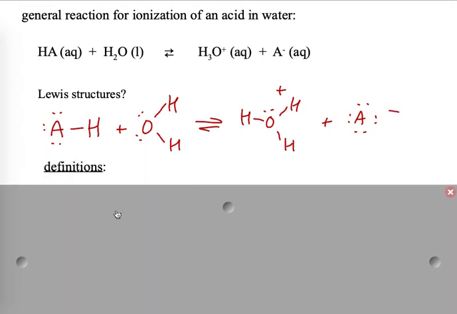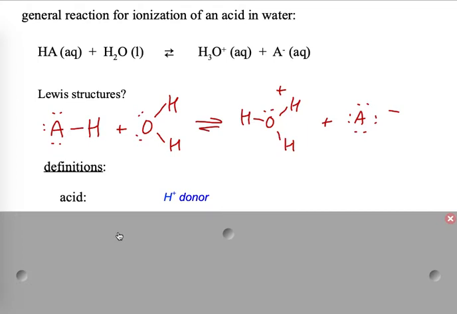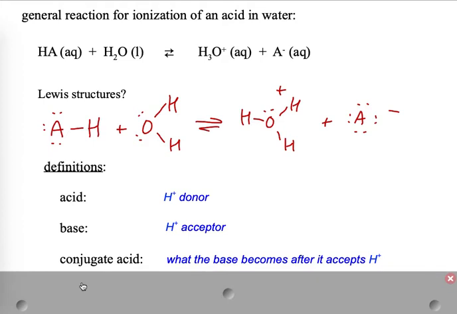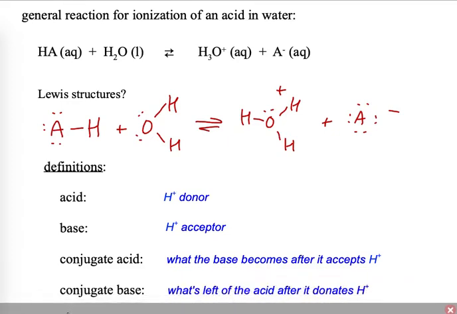Let's do some definitions. The acid is the proton donor, the reactant that gives away H+. The base is the proton acceptor, the reactant that receives H+. We have names for the products too, you might recall. The conjugate acid is defined as what the base becomes after it has accepted H+. The conjugate base is defined as what's left of the acid after it donates H+. The conjugate acid and conjugate base are always on the product side, as written, so let's label these.